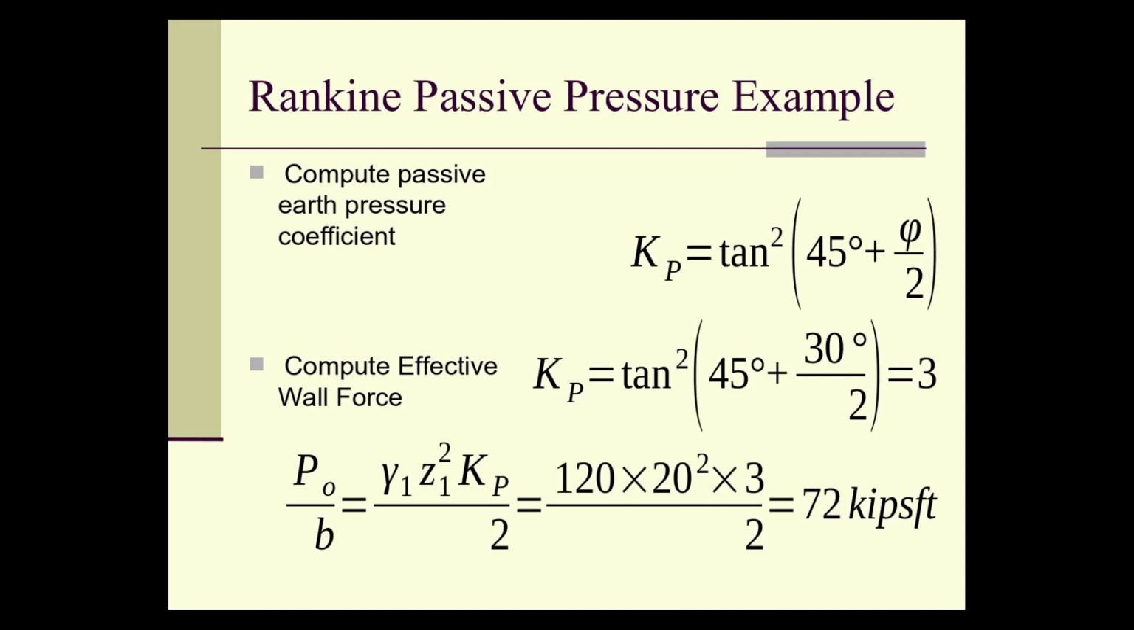By the way, Rankine active and passive earth pressure coefficients for the level backfill and the cohesion of soils are reciprocal of each other. So if you remember, Ka was 1/3, Kp is 3. This also applies to other angles. I simply substitute. This time I've got 3 instead of a third here, and I get 72 kips per foot.